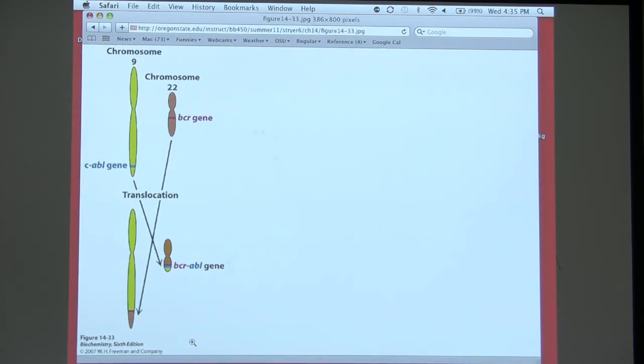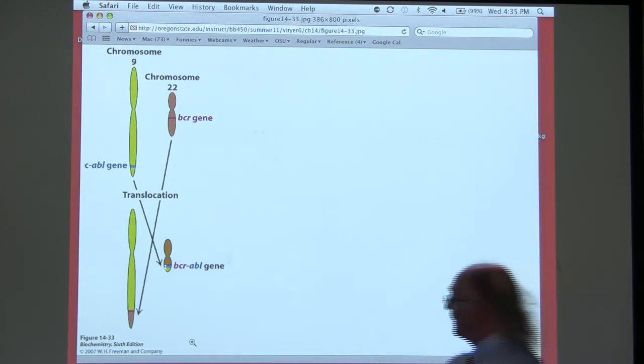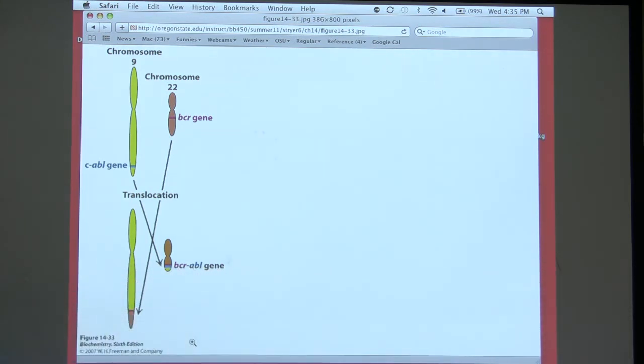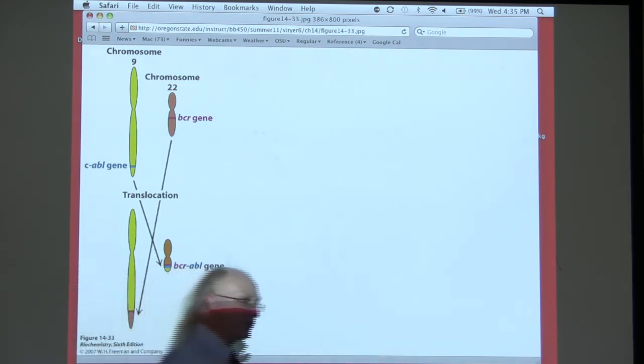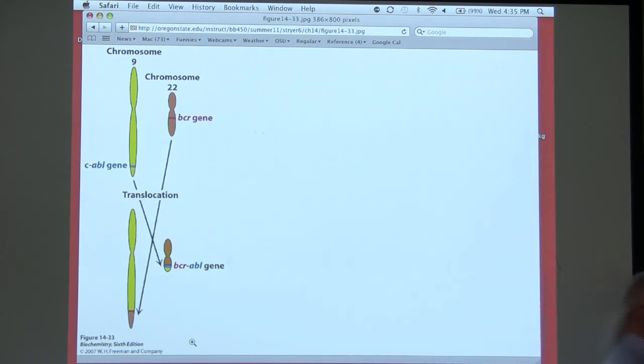Okay? Everybody with me? Now, that's the bad news. That gives rise to leukemia and causes a problem, right? The good news is that we actually are able to treat this cancer fairly readily with a compound that does something to this. What kind of a compound do you suppose we would want to use to treat this with?